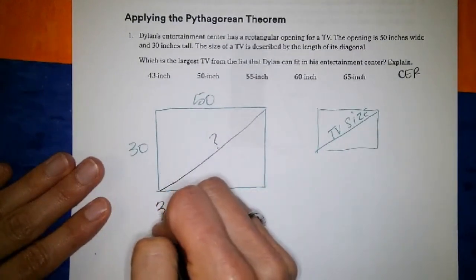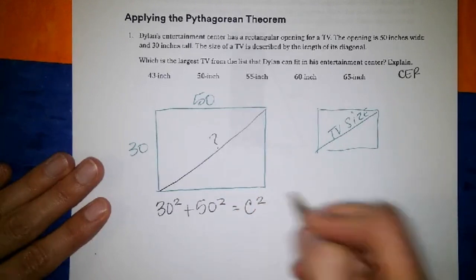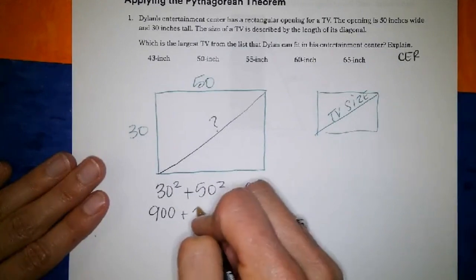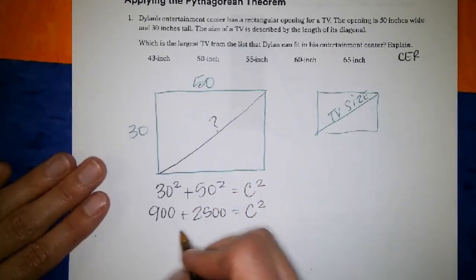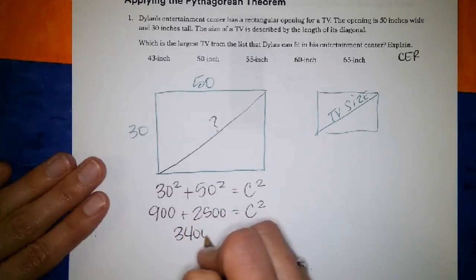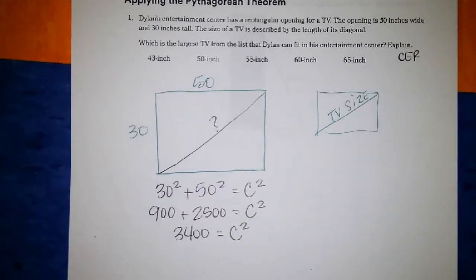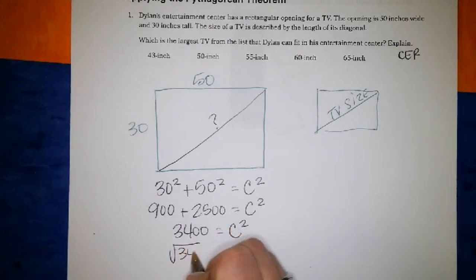In order to do that, we're going to do 30 squared plus 50 squared equals c squared. 30 squared is 900. 50 squared is 2500. So 900 plus 2500 is 3,400 equals c squared. In order to find c, we have to take the square root of 3,400.